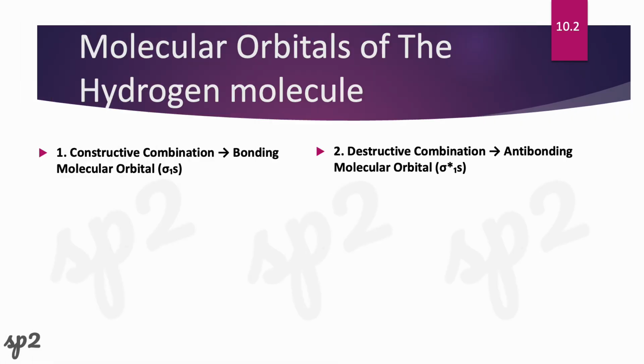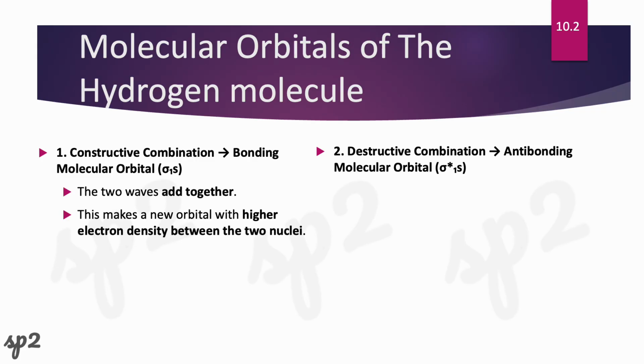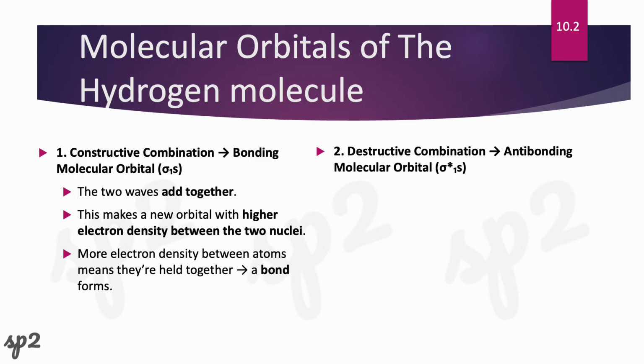You may have a constructive combination or a destructive combination. Starting with the constructive one, which forms the bonding molecular orbital: when the two waves add together, this makes a new orbital with higher electron density between the two nuclei. More electron density between the atoms means they sit tightly to each other and form a bond. We call this orbital the sigma 1s, which is the bonding MO.